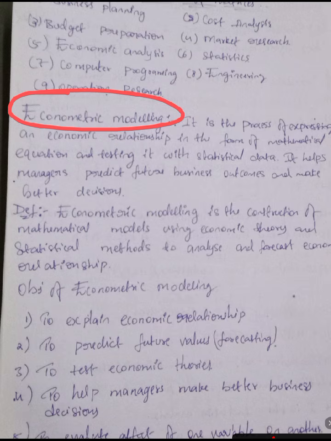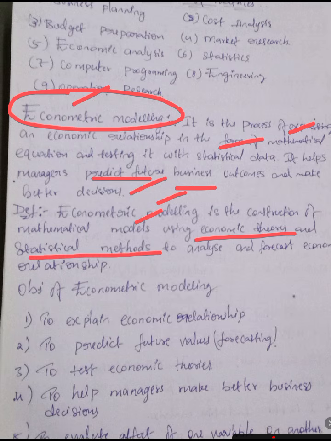Econometric modeling is the process of expressing an economic relationship in the form of a mathematical equation and testing it with statistical data. It helps managers predict future business outcomes and make better decisions. Definition of econometrics: econometric model is the construction of mathematical models using economic theory and statistical methods to analyze and forecast economic relationships.